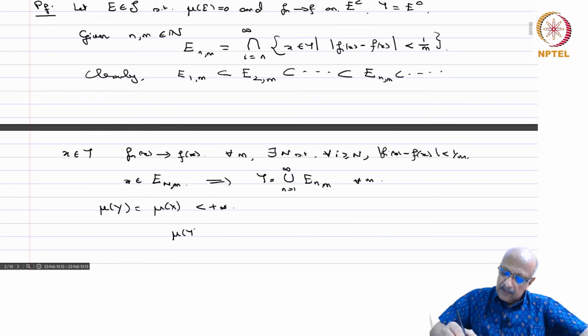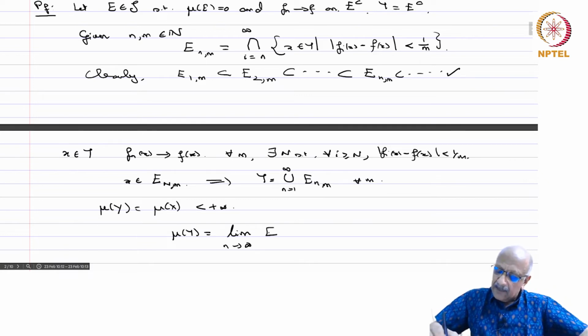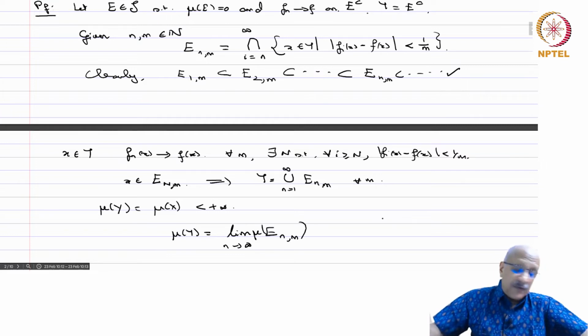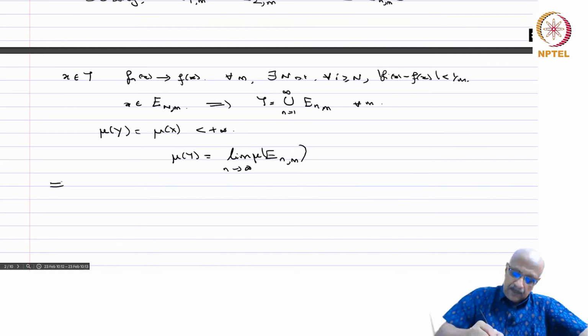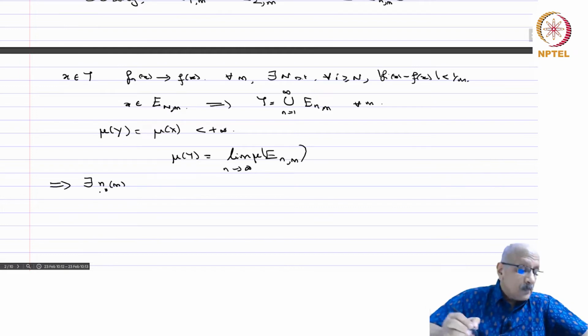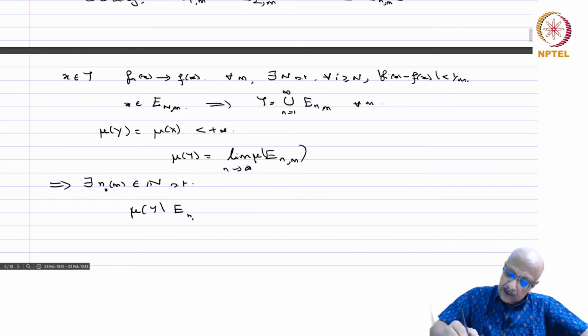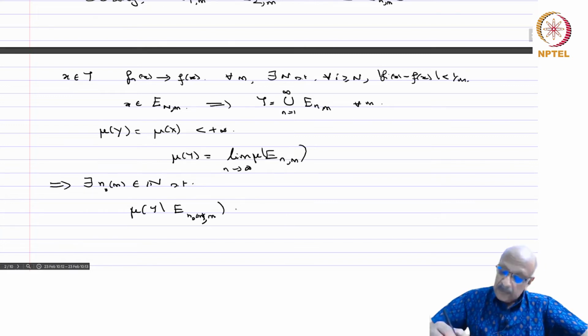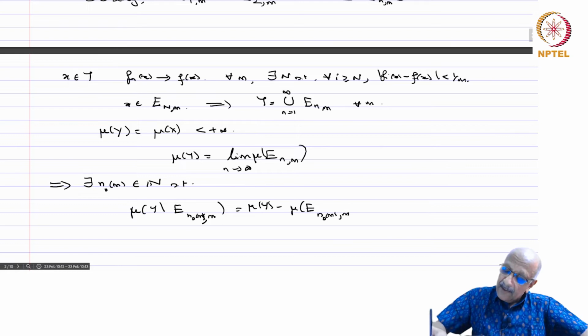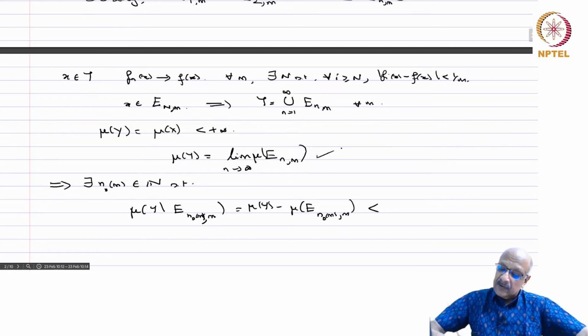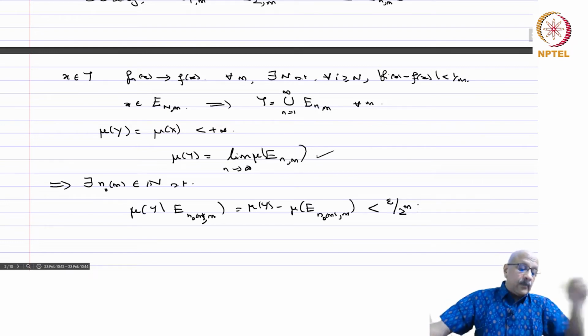Now therefore, since Y is the increasing limit of the sets E_{n,m}, you have mu of Y equals the limit as n tends to infinity of mu of E_{n,m}, and because of the finiteness, this implies there exists n_0 of m such that mu of Y minus E_{n_0(m),m}, which is mu Y minus mu of E_{n_0(m),m}, can be made as small as you like because of this limit here, and I am going to choose epsilon by 2 power m.